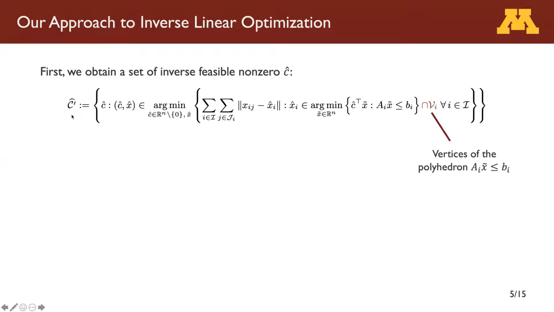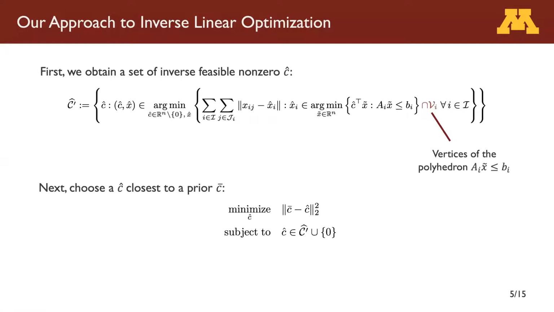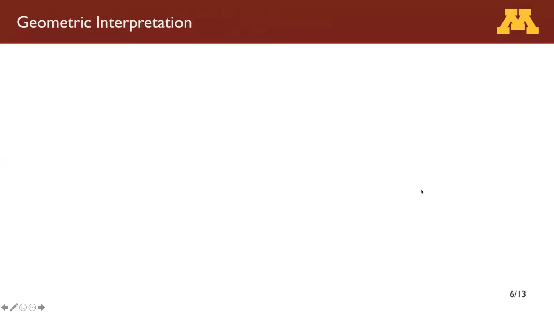Now, by solving this problem, we get a set of feasible cost vectors, which we transfer to the second step here, in which we take the admissible set of all the cost vectors and use a reference cost vector C bar, which will be based on any prior knowledge or assumptions that the user has about the cost parameters to choose a C hat that is closest to the C bar. Now, the C hat will be the final estimate for the missing cost parameters that we will generate from this process. Okay, so what does this process look like geometrically?